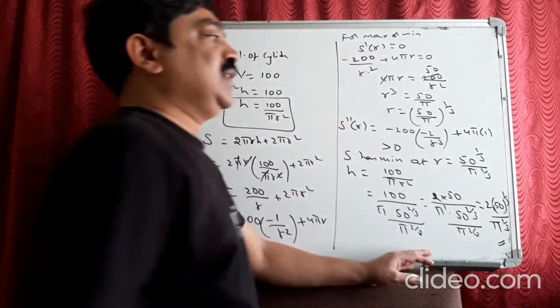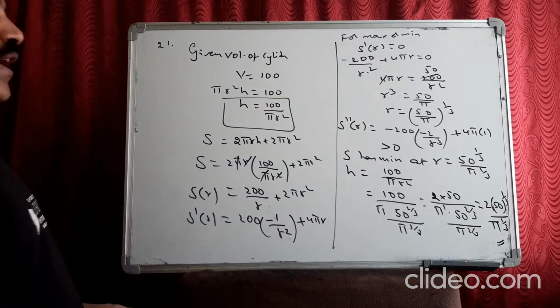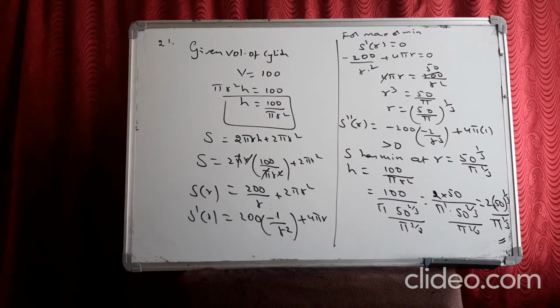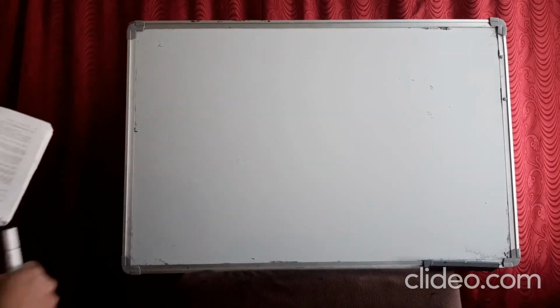1 by 3. This is the answer. And here also we got h equal to, I think, 2r. See the next question, 22.